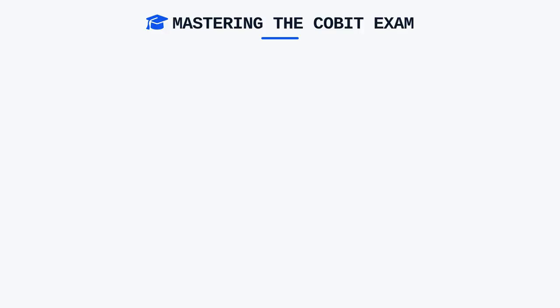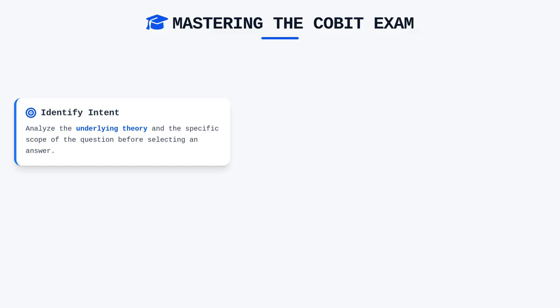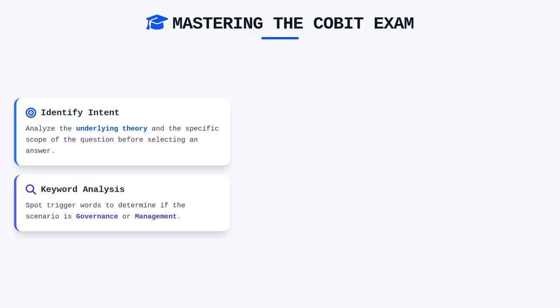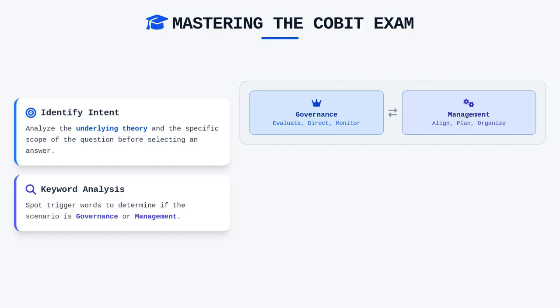Mastering the exam requires a disciplined approach to identifying the intent behind each question. COBIT questions often test your ability to distinguish between governance and management, as well as your recognition of the 7 governance system components. When you read a question, look for keywords that define the scope, such as whether the scenario relates to the evaluate, direct, and monitor responsibility, or one of the management domains like align, plan, and organize.